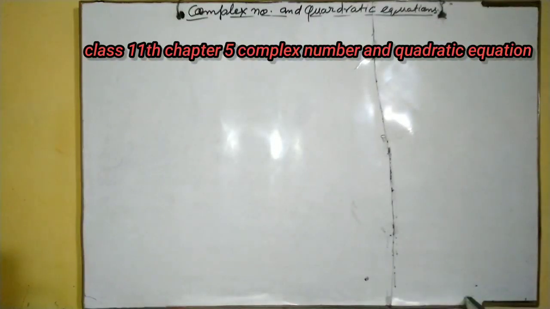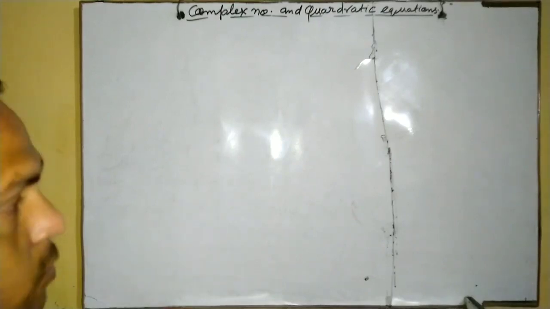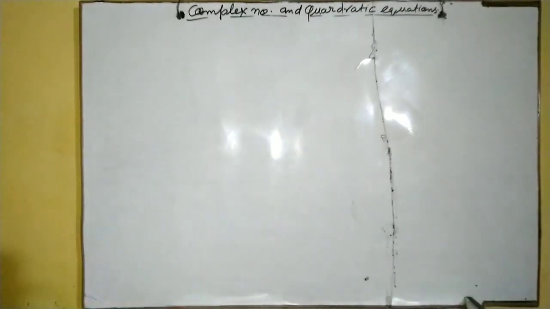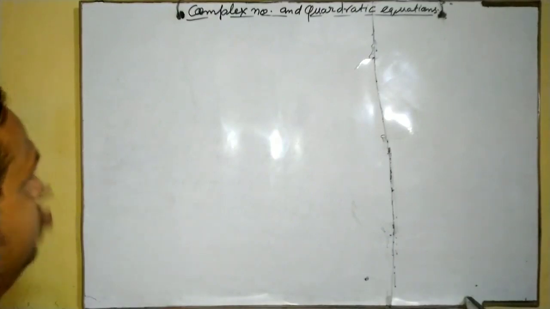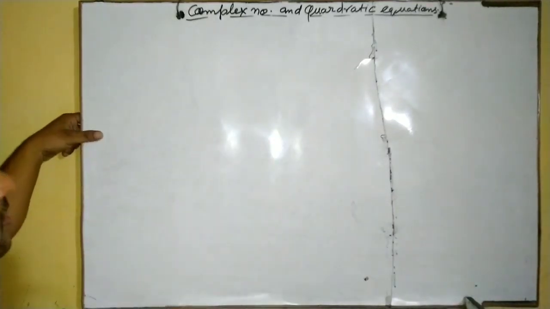Hi students, I am going to solve the chapter Complex Numbers and Quadratic Equations from 11th. This is chapter number 5. You have already studied the real numbers; all the numbers whatever we have studied are real numbers. First time we are going to discuss the imaginary number.